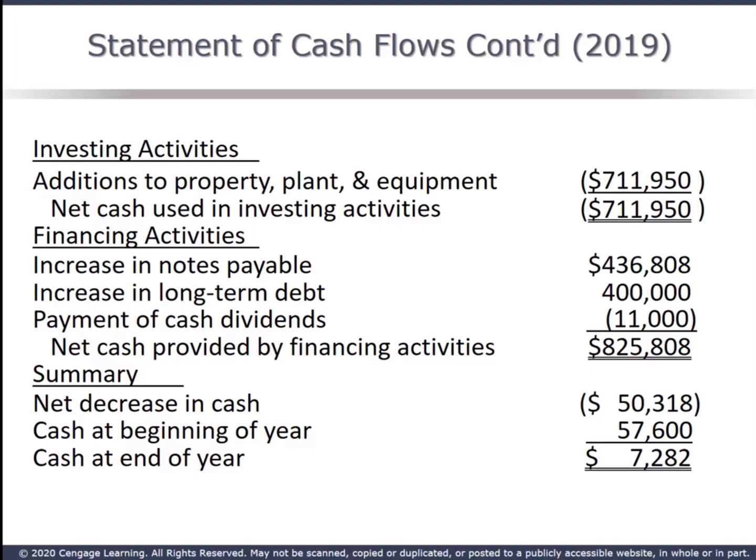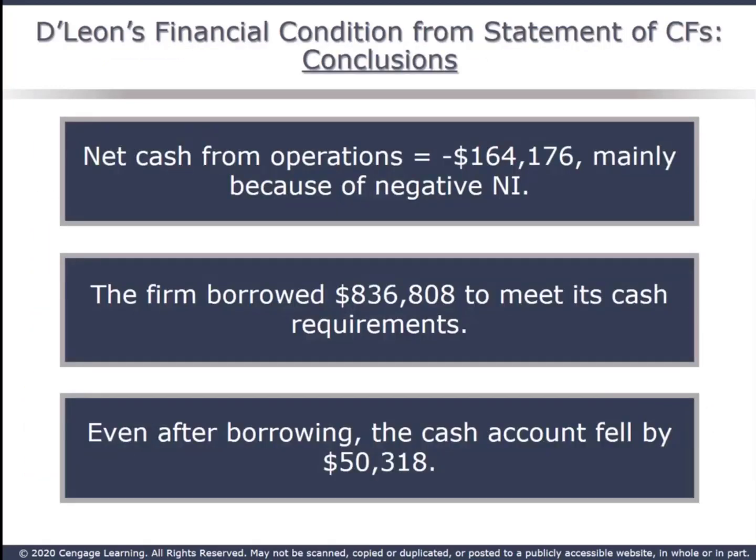Reducing dividends is bad, but not as bad as dropping them altogether. Summing the net figures from each section and beginning cash should result in end-of-year cash. Our overall conclusions from De Leon's statement of cash flows: net cash from operations was driven by negative net income. The firm borrowed heavily to finance their growth, and even after borrowing, they still dipped into cash.